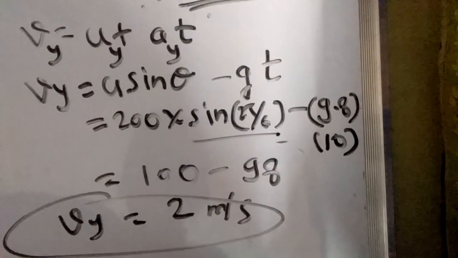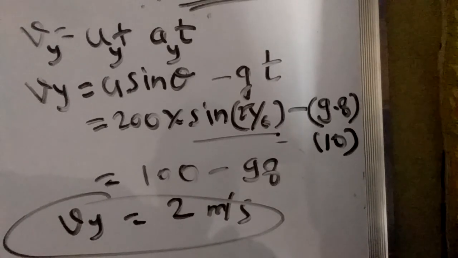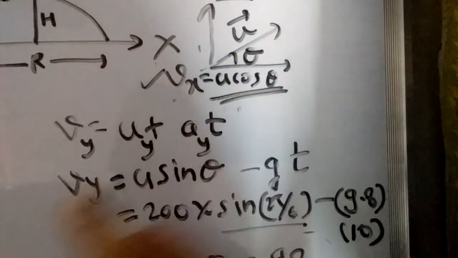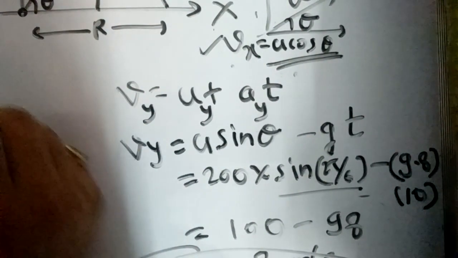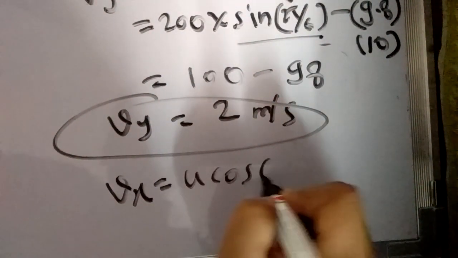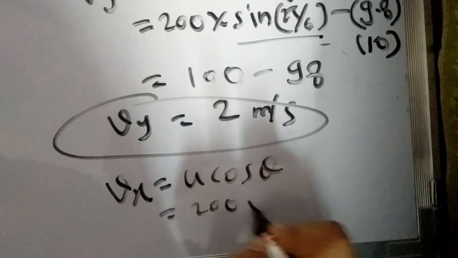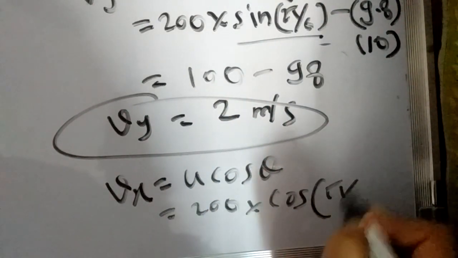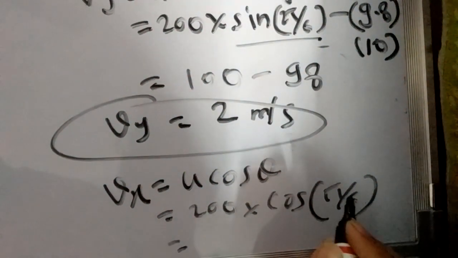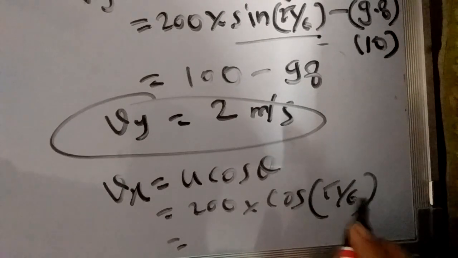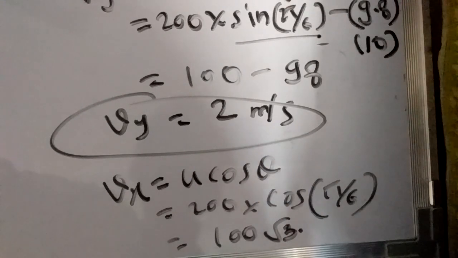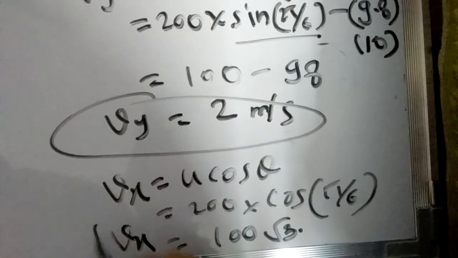Now we will put the value of Vy in the formula, but we also want to find out Vx. The value of Vx initially we got as u cos theta. So let's solve it further. I will write right here Vx equal to u cos theta equal to u is 200 into cos of 30. Pi by 6 means 30 because 180 by 6 is 30. So final answer, if you calculate, you will get something as 100 root 3. This is Vx, 100 root 3.